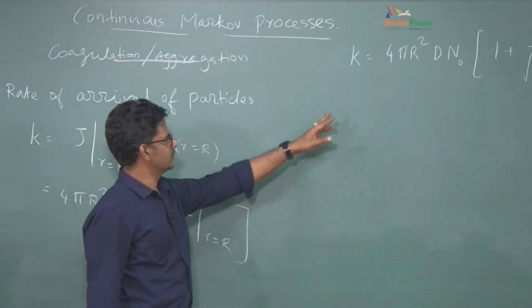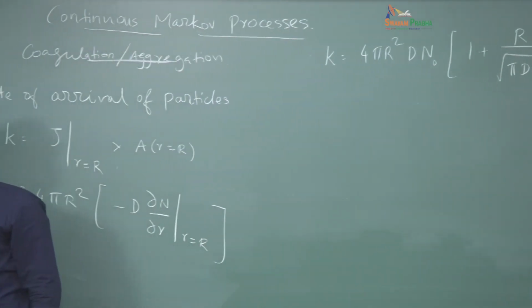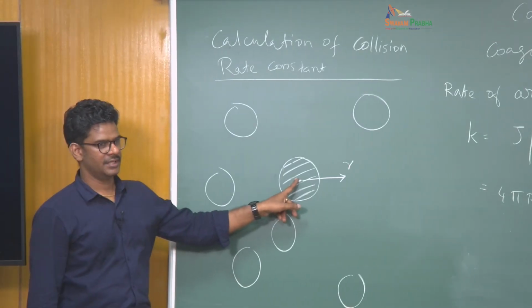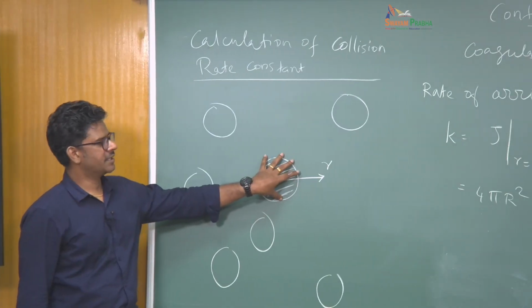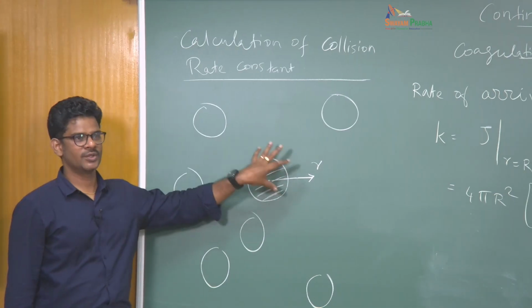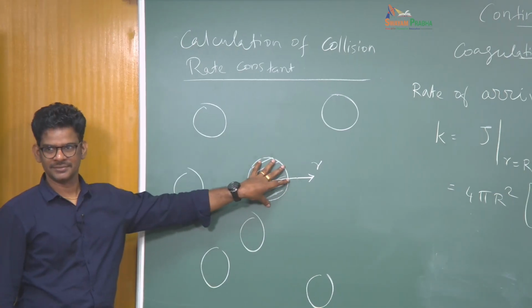So what is this k? This k tells me that if I have a frozen particle at the origin, it tells me the rate of arrival of particles on this surface, because those are the ones that are going to aggregate with this particle.